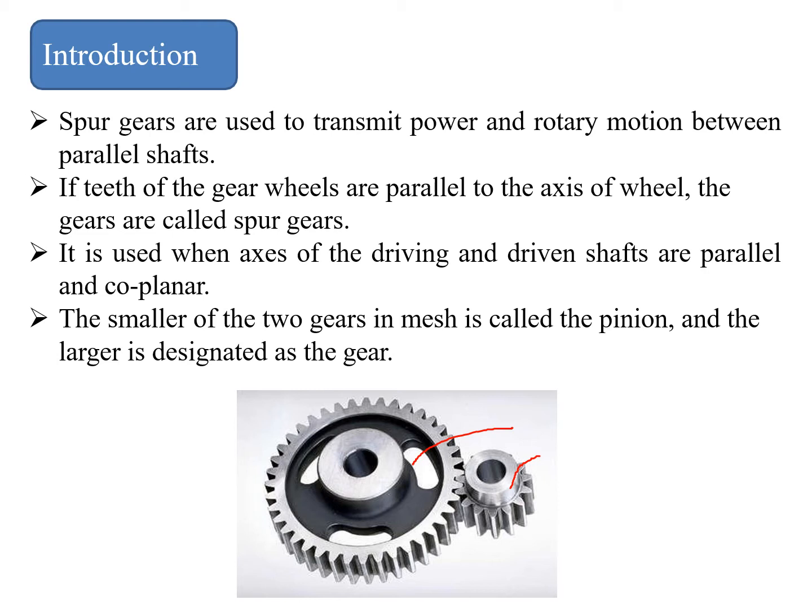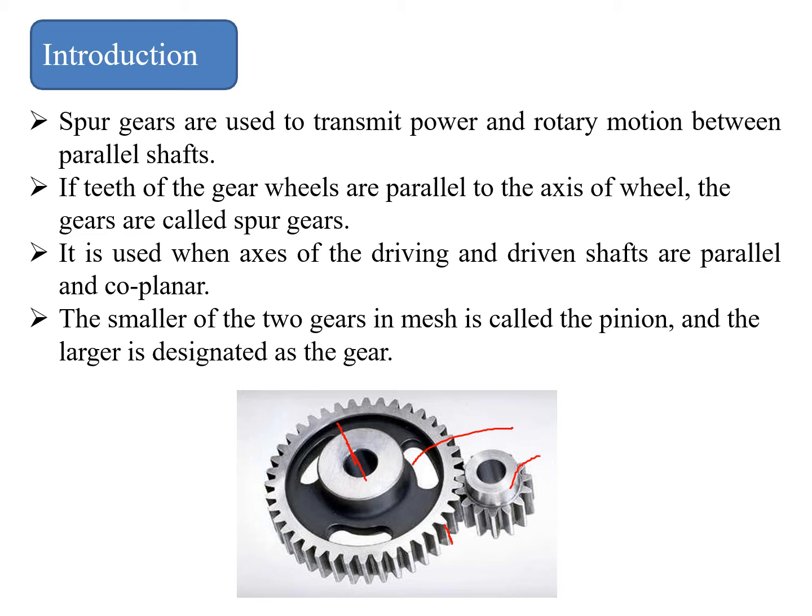If the teeth of the gear wheels are parallel to the axis of the wheel, the gears are called spur gears. So this is the main identification of the spur gear, that the teeth of the gear wheel are parallel to the axis of the shaft. This is the axis of shaft and this is the teeth of the gear wheel. So they both are parallel to each other. This is the main identification of the spur gear.